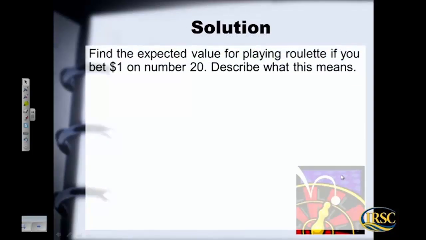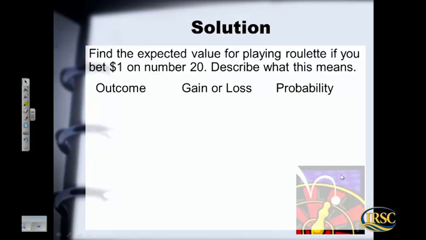Okay, so here's the question. Find the expected value for playing roulette if you bet $1 on the number 20. Let's say 20 is your favorite number, and so you bet $1 every single time on 20, hoping that it's going to hit. And then you're going to describe what this means. So the first thing you need to do is make that chart. Outcome, and I'm going to add one more column to it. So we're going to have outcome, gain or loss, and probability. And you can also make your fourth column for products, if you wish.